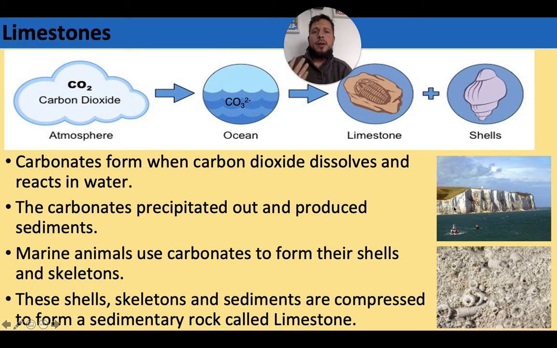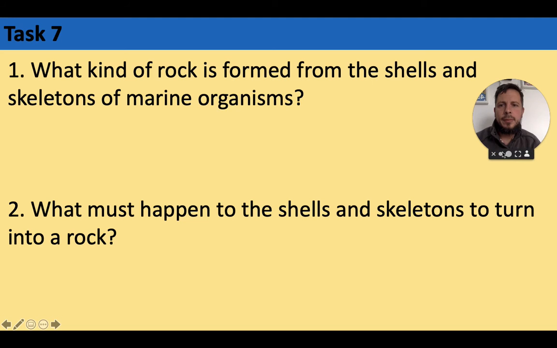So a lot of the carbon dioxide in the early atmosphere has been turned into this rock, and it's taken away, and it's become part of the land. So now I'd like you to complete this task. Task 7: what kind of rock is formed from the shells and skeletons of marine organisms? And also, second question, what must happen to the shells and skeletons for them to turn into a rock? Pause the video and have a go at answering this one for me now.